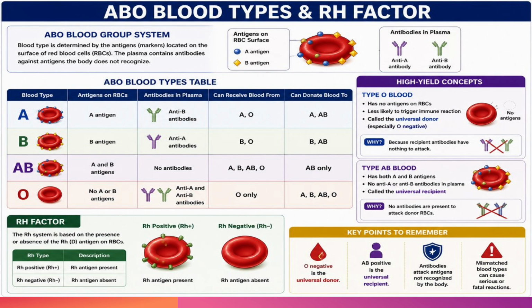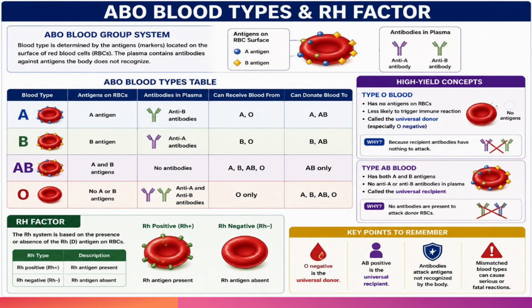Type O has no antigens, but has both antibodies, making O negative the universal donor. So basically, you can give type O blood to most people. The Rh system depends on the presence or absence of the Rh antigen. Rh positive means the antigen is present, Rh negative means it's absent. So Rh incompatibility can lead to transfusion reactions or hemolytic disease of the newborn.